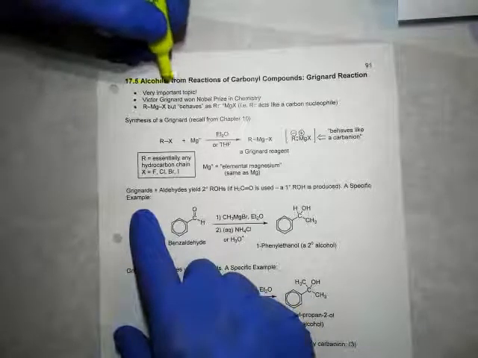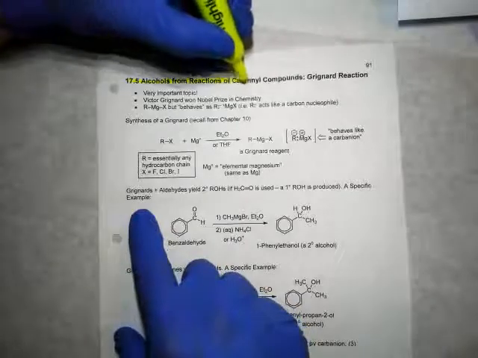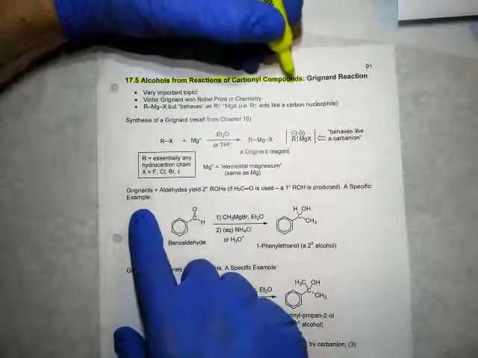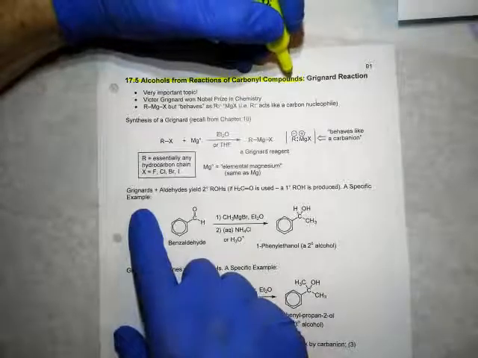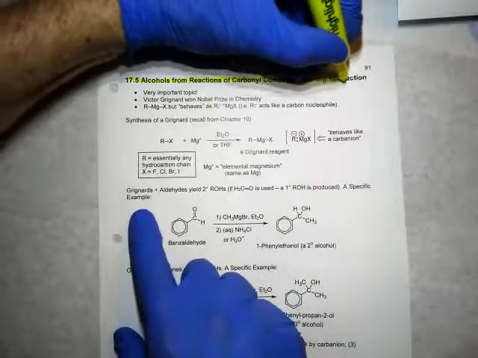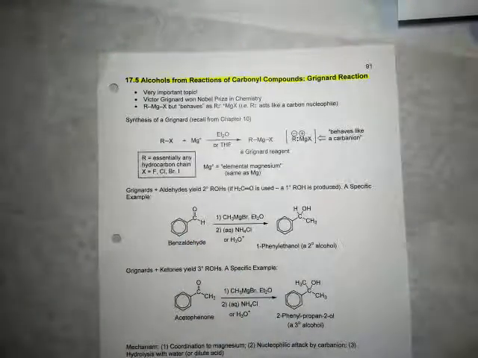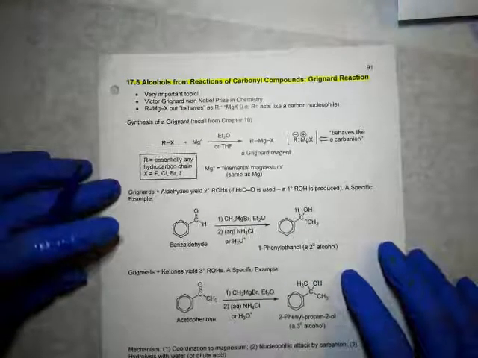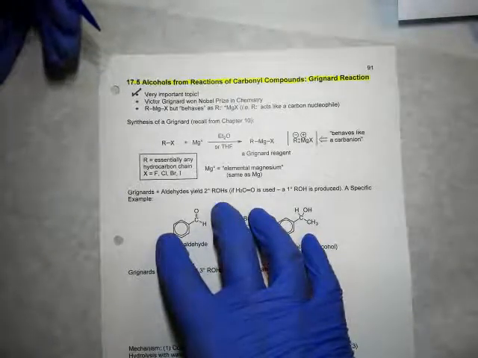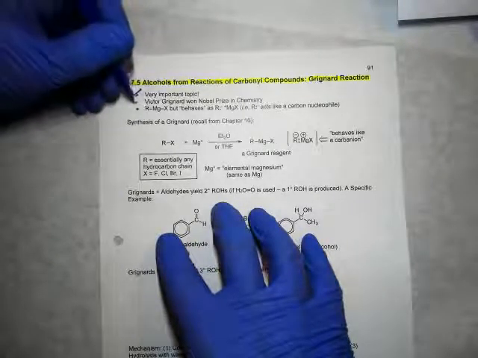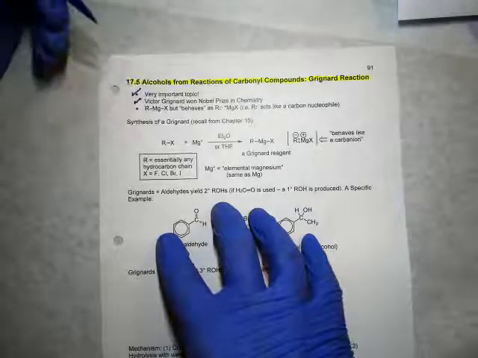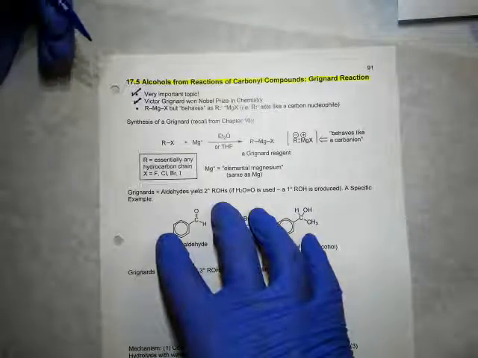But we're going to do so by conducting reactions of carbonyl compounds. Not that different than the previous section, but here we're discussing the Grignard reaction. Now if we come back to lab, we're going to do a Grignard reaction. If we don't, then we're just going to have to rely on what we're learning here. Okay. So I would say that this is a very important topic. Victor Grignard actually won the Nobel Prize in Chemistry for the discovery of this reaction.